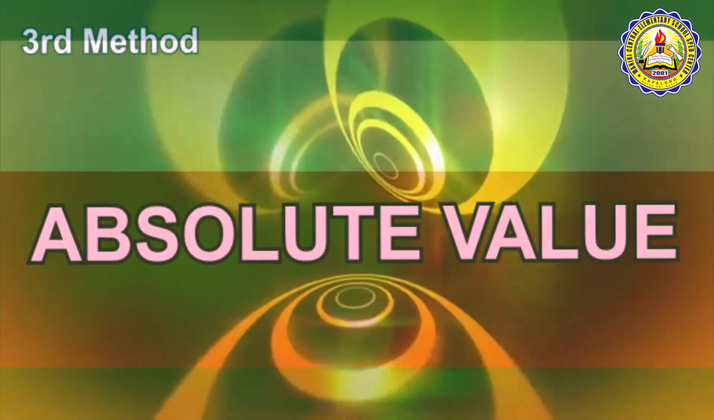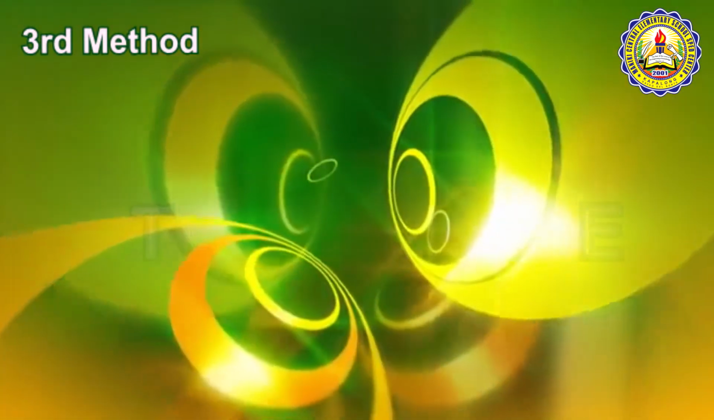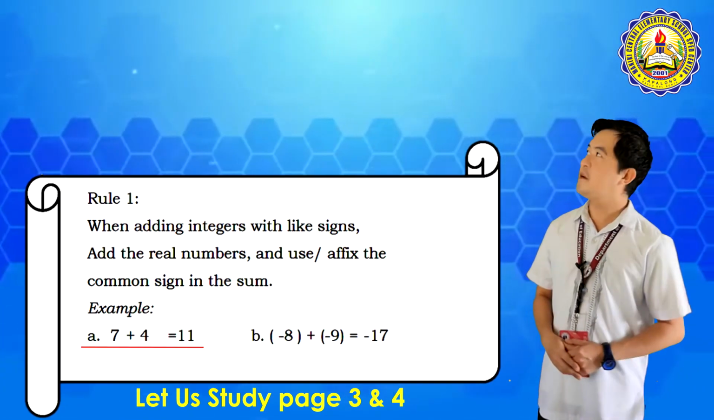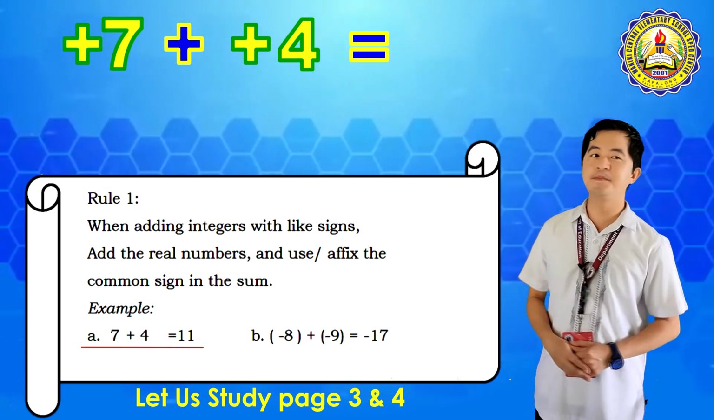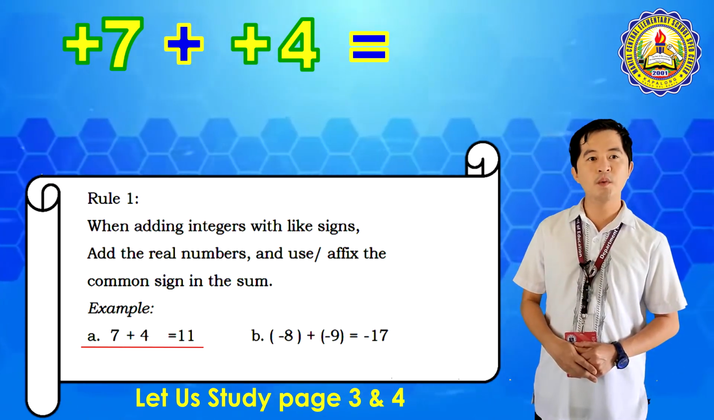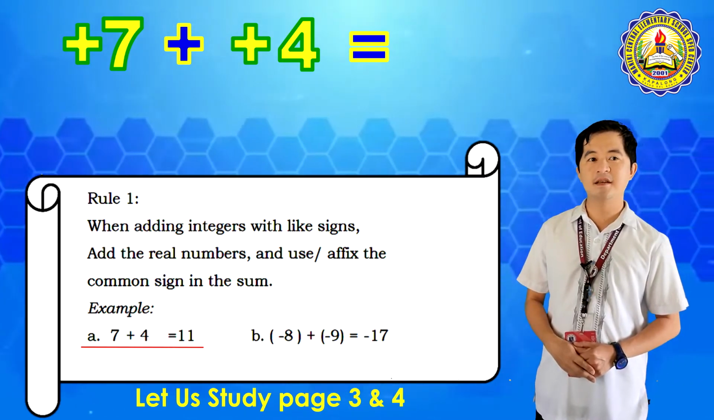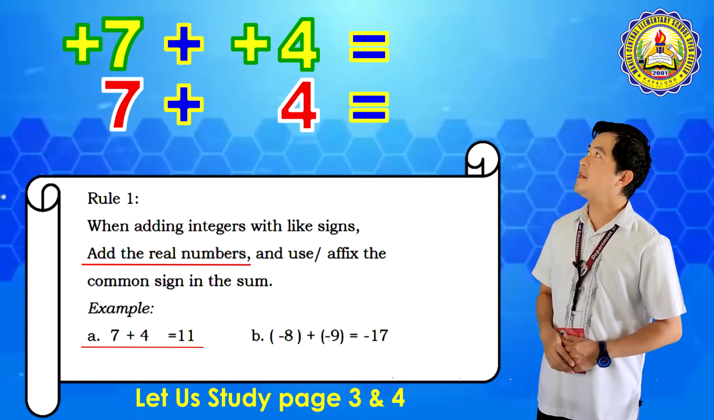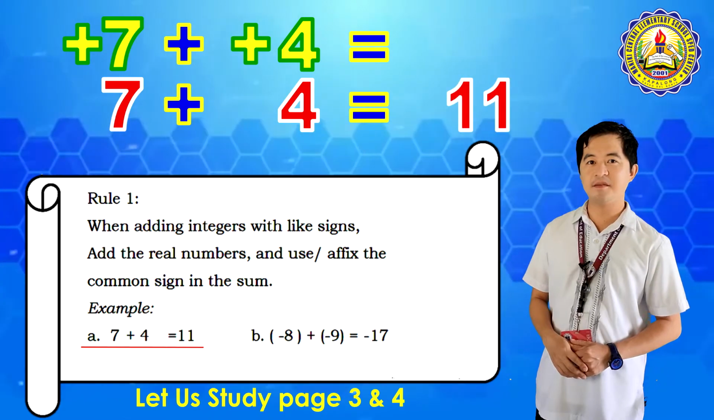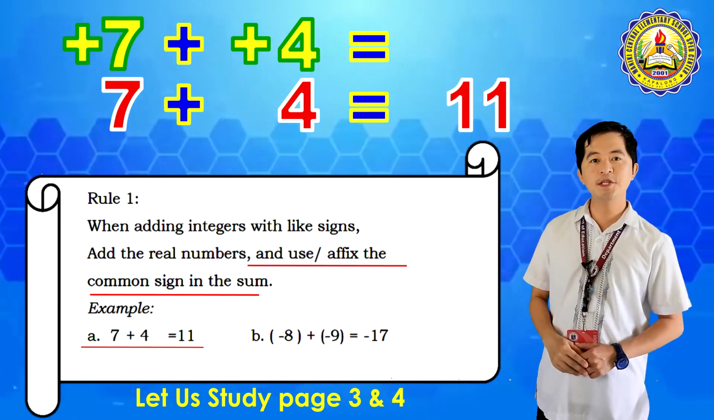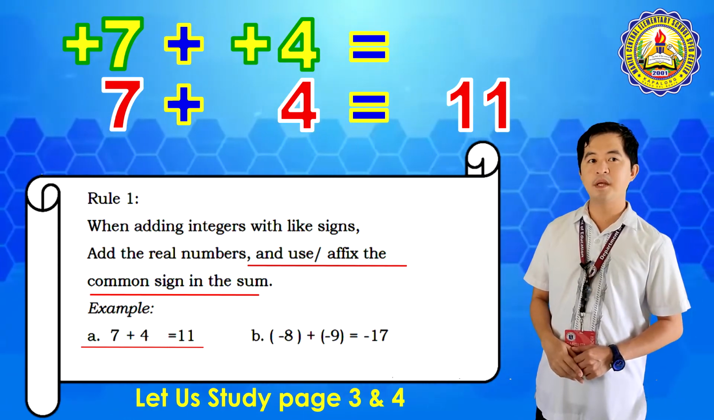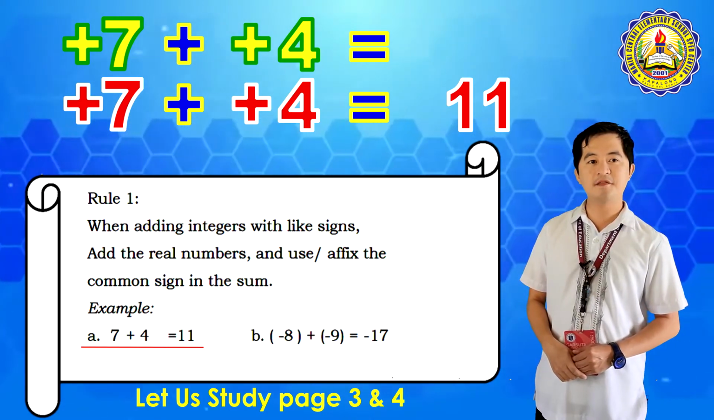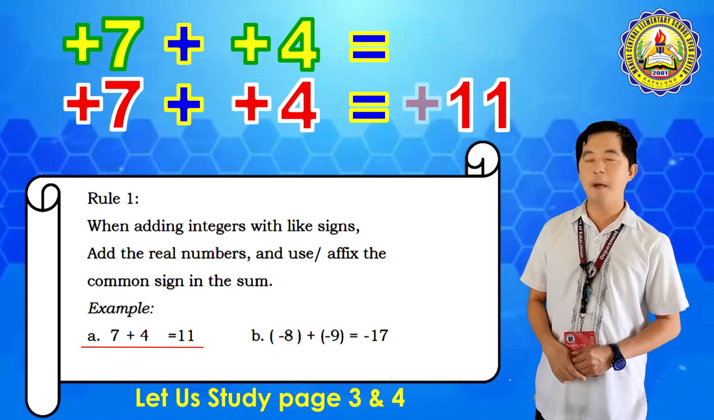And the last method is the absolute value. Let us study this from your module. Rule number 1. I have here positive 7 and positive 4. Step 1. When we are adding integers with like signs, the first step is to add the real numbers. So, 7 plus 4 is equal to 11. Step number 2. Use the common sign in the sum. Since both of them have positive signs, we will use a positive sign in our answer. So, the answer is positive 11.